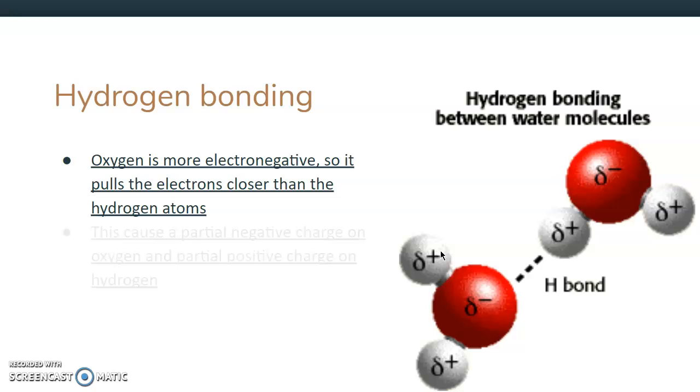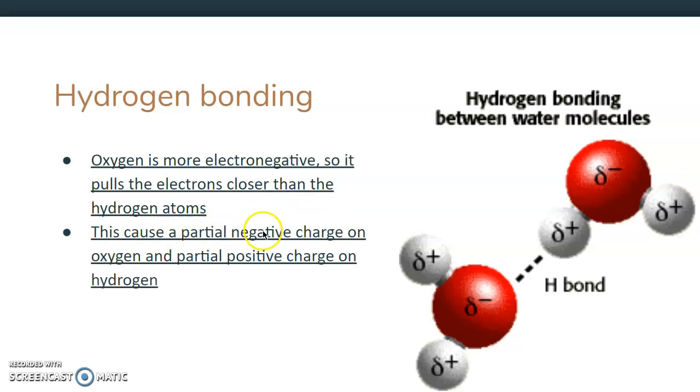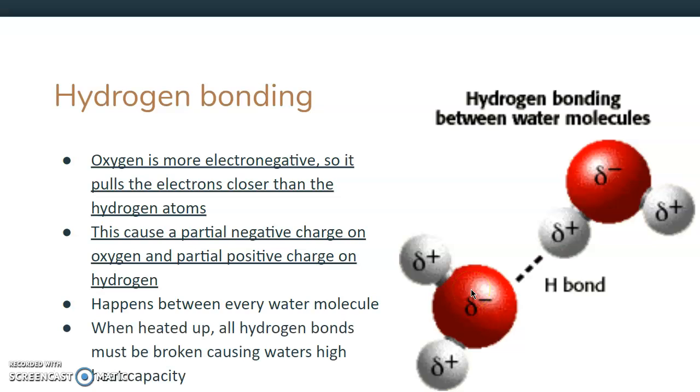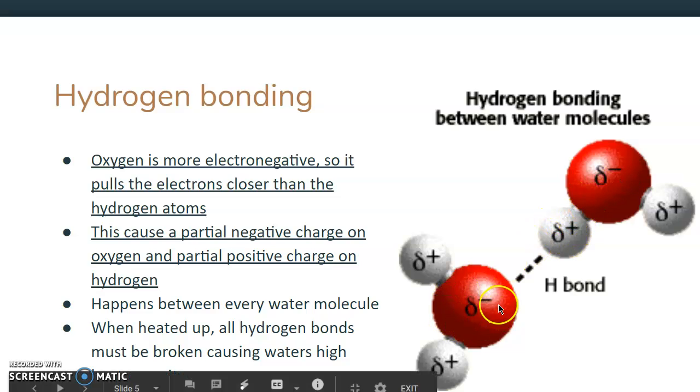This is called a partial charge. So this causes a partial negative charge on the oxygen and a partial positive charge on the hydrogen. This happens in every single water molecule. And then these water molecules can come together to form a hydrogen bond. The partial positive charge on the hydrogen of this water molecule will combine with a partial negative charge on this oxygen atom to form a hydrogen bond.